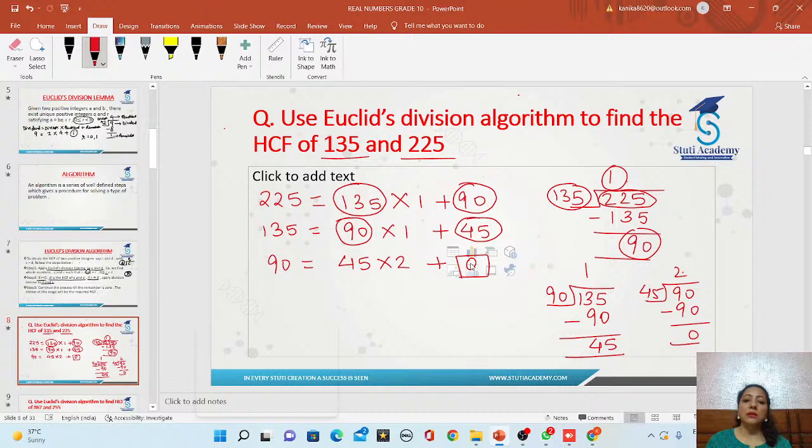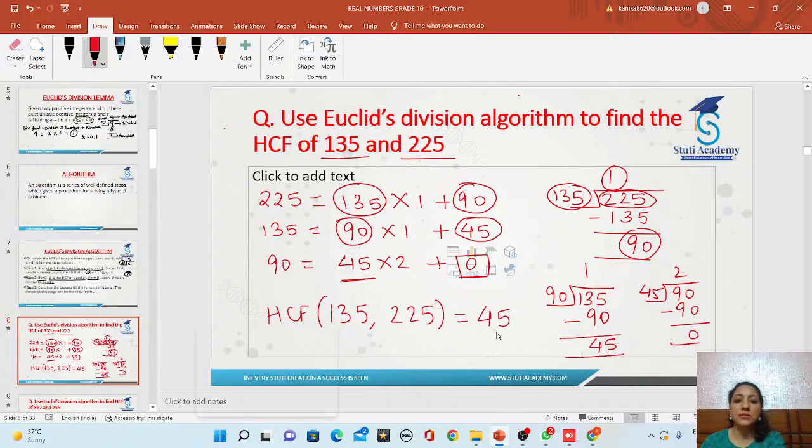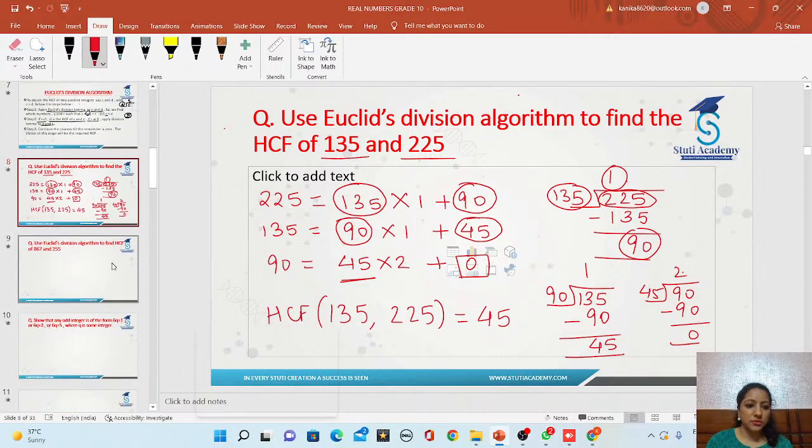Now the divisor at this step, as we can see, is 45. The divisor at this step is the HCF. So the HCF of 135 and 225 would be the divisor at the last step where we are getting the remainder 0. So this is 45. I hope children, all of you have understood this. Okay, so even if you've not understood, we'll do one more question of a similar type.